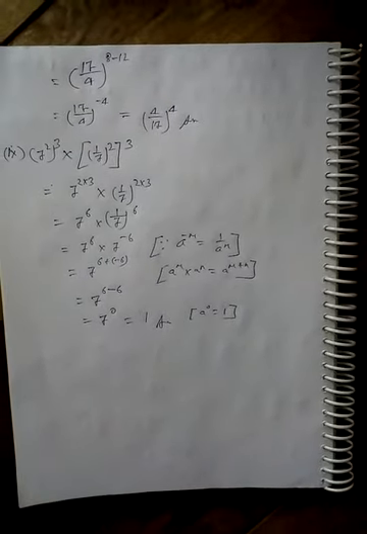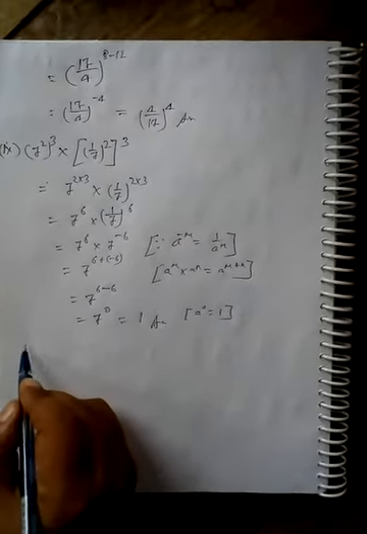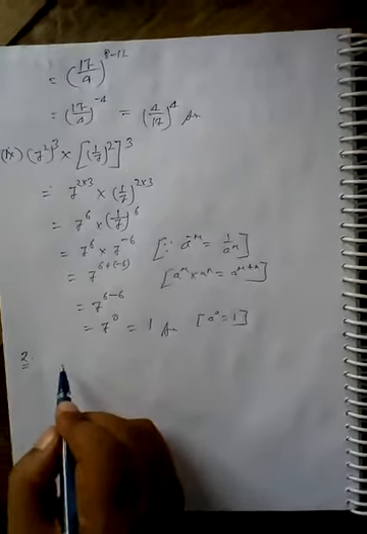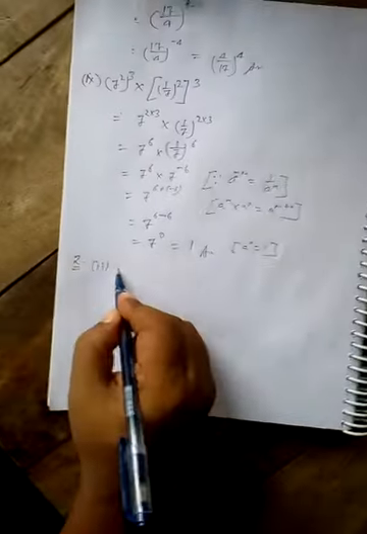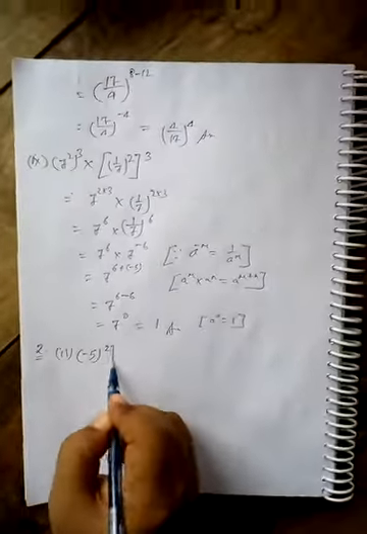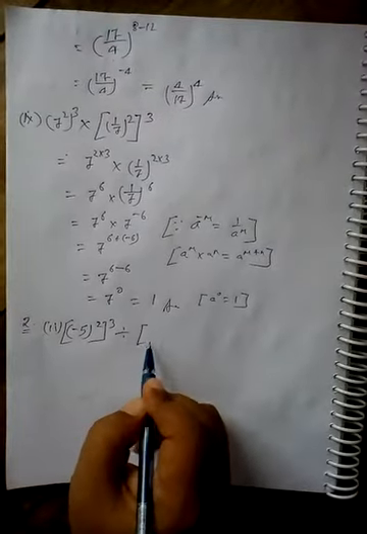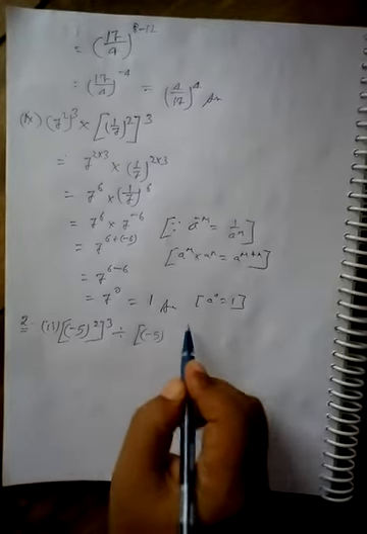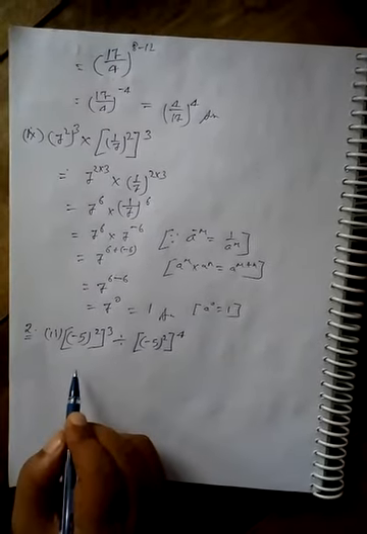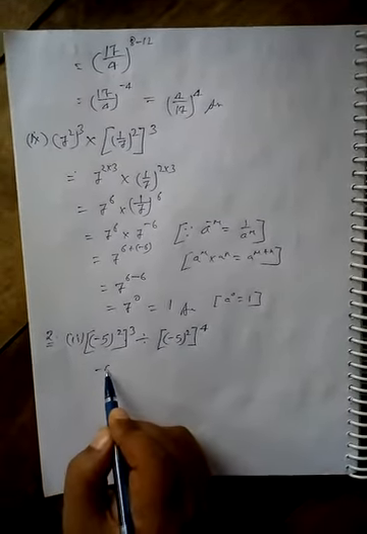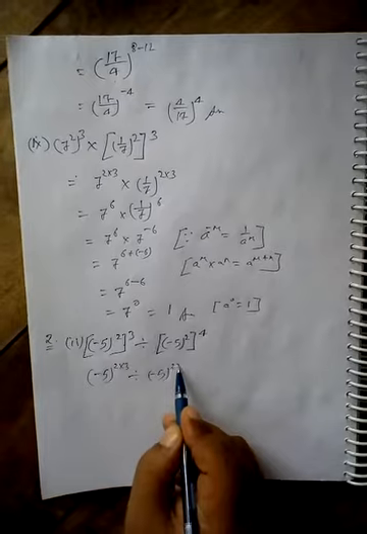Next, come to question 2. We have to evaluate this one. In question 2, we'll start with the second part: (-5)^2 whole raised to the power 3 divide (-5)^2 whole raised to the power 4. So the first step is to open the square bracket: (-5)^(2 into 3) divide (-5)^(2 into 4).